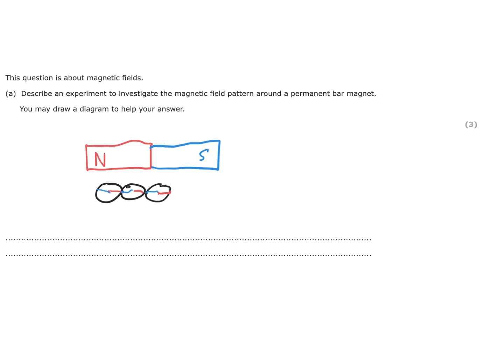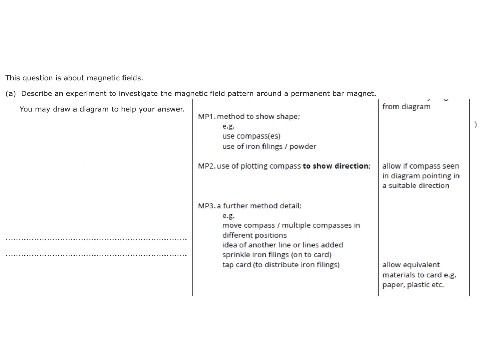And if we check our mark scheme, we see that the 3 marks are actually incredibly easy to get, because we can get 2 marks for saying use a compass to show direction, and then a 3rd mark for saying use multiple compasses.